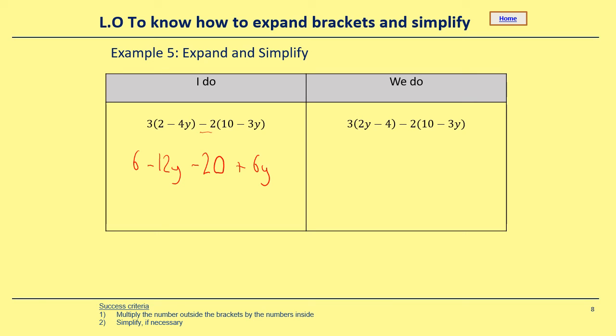Now I'm going to collect the like terms. So I've got 6 subtract 20, which gives me -14, and I've got -12y plus 6y, so -12 plus 6 gives me -6y. This is my answer, okay? So please pause the video there, copy that one down, and have a go at the redo.